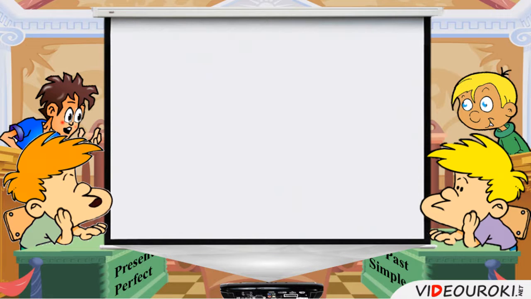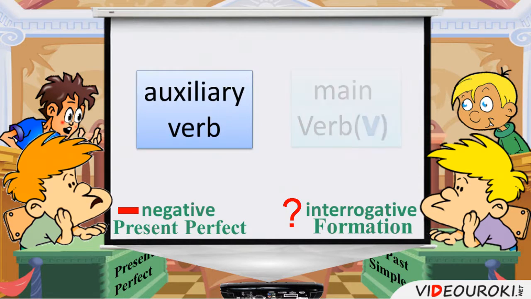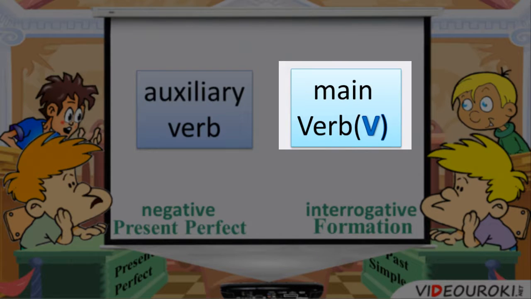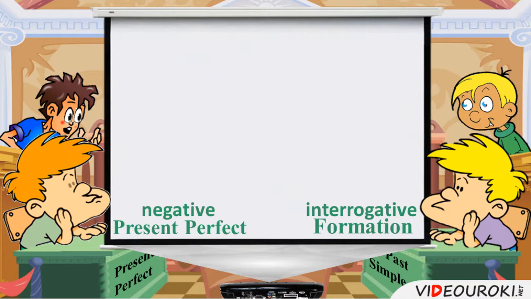We all know that to build negative and interrogative sentences in English, we need at least two verbs, an auxiliary and a main one, if we don't have modal verbs or the verb to be. Мы все знаем, что для построения отрицательных и вопросительных предложений необходимо как минимум два глагола в английском языке – вспомогательный и основной. Это если в предложении нет модальных глаголов и глагола to be.